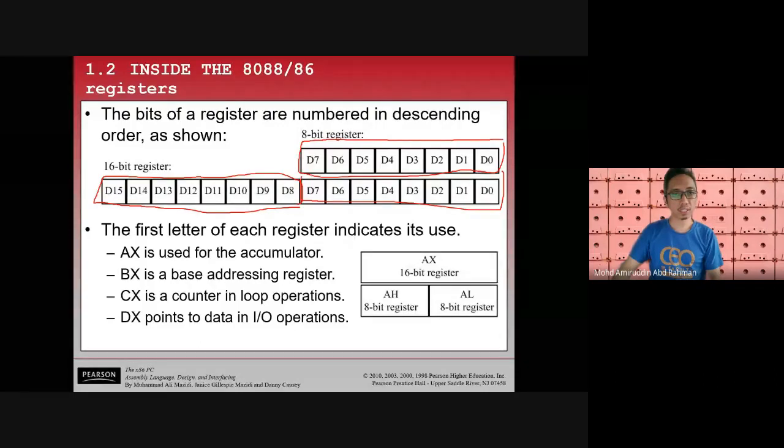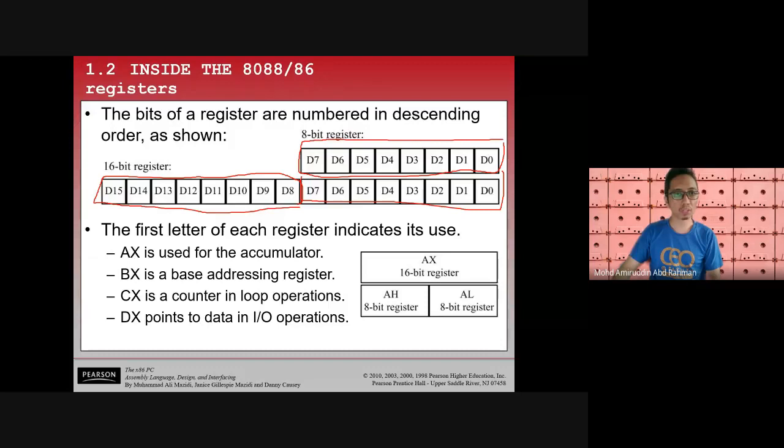Okay, so for the 16-bit register, there is a notation of the letter for each register. Here, let's say we have AX, AH and AL. For AX, it's used for the accumulator. You can see here the accumulator is 16-bit, so it's a 16-bit accumulator. It accumulates the information, or accumulates the data.